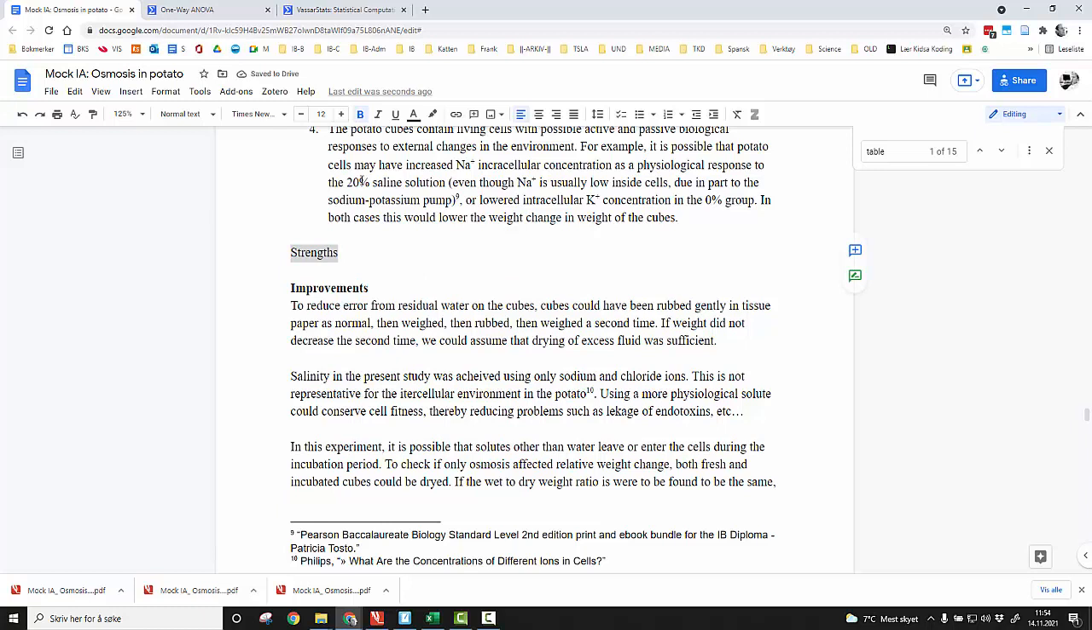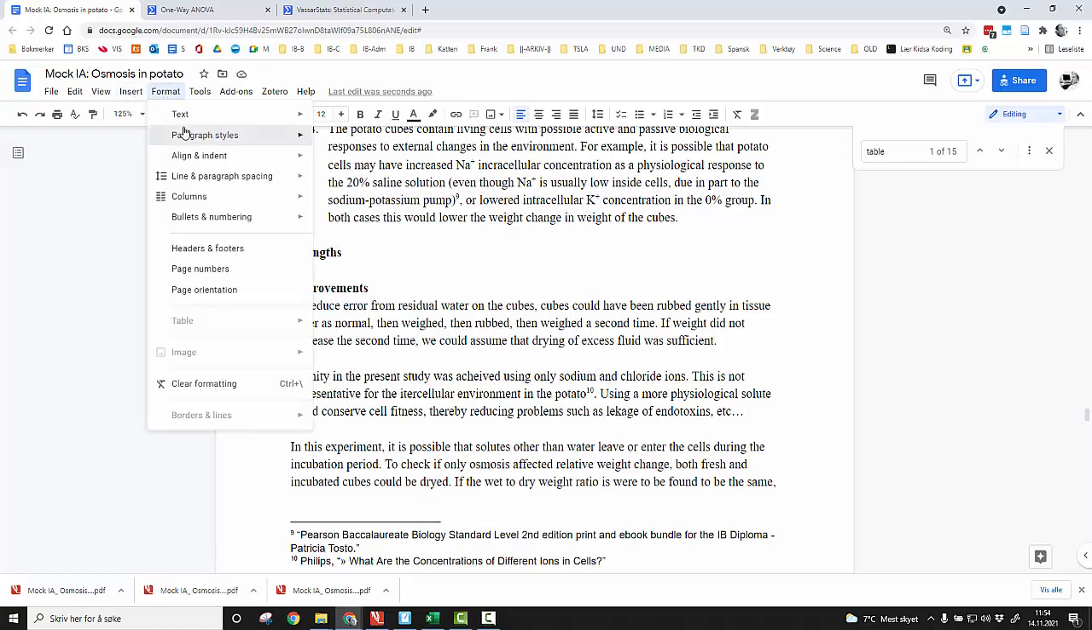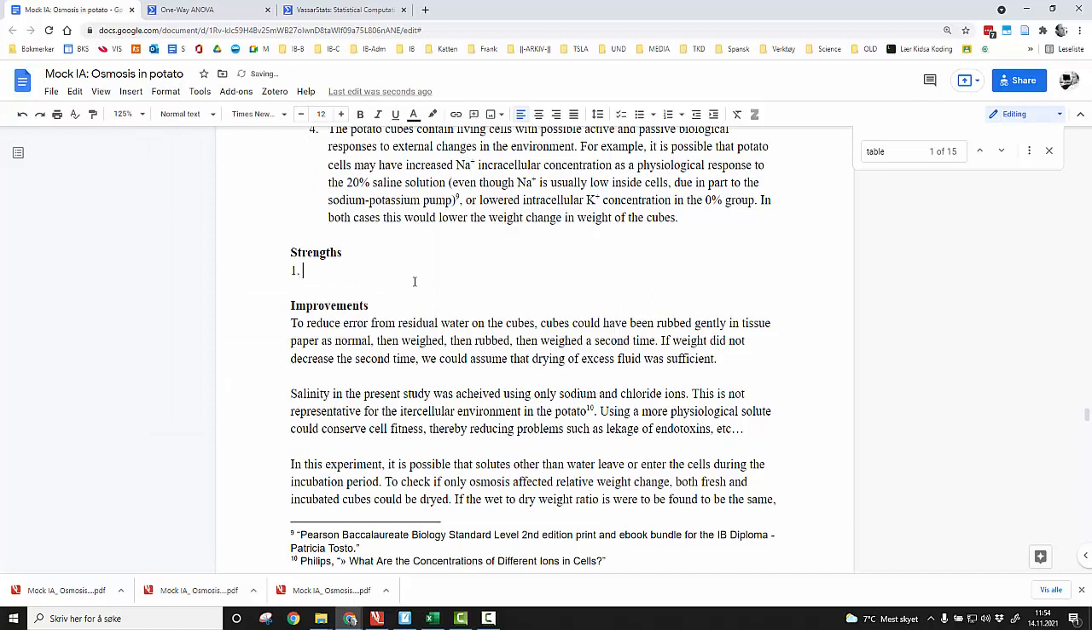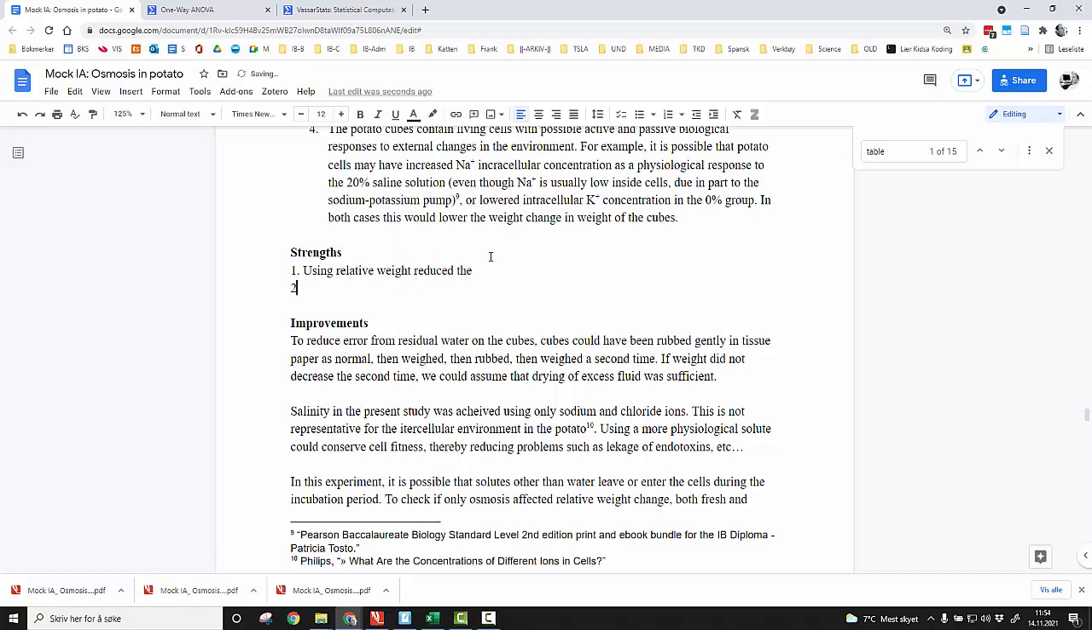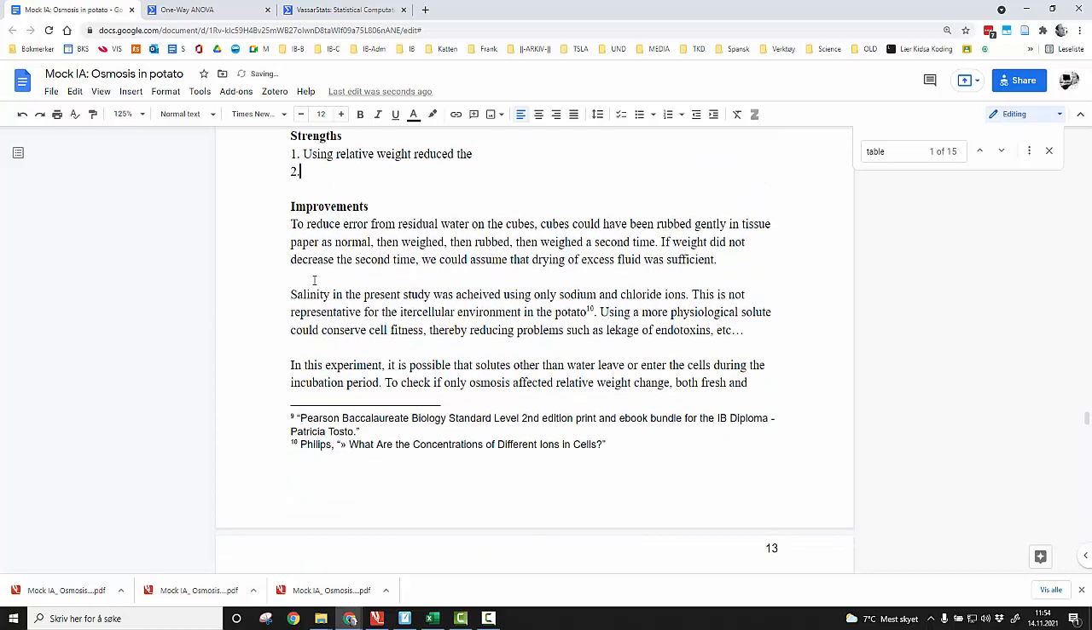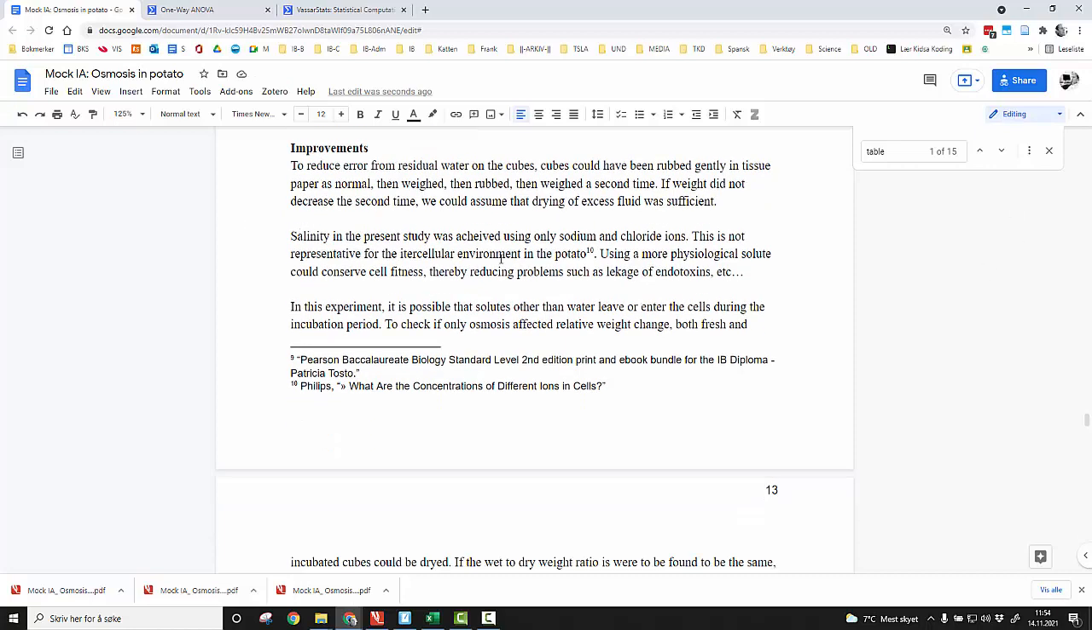So you should also talk about the strength of your study. So here I would say strength 1, using relative, reduce the, and then I would write this strength and maybe second strength and so on. Then you have to write the improvements paragraph where you tell how could you perform this experiment even more accurately or more efficiently or with less caveats.